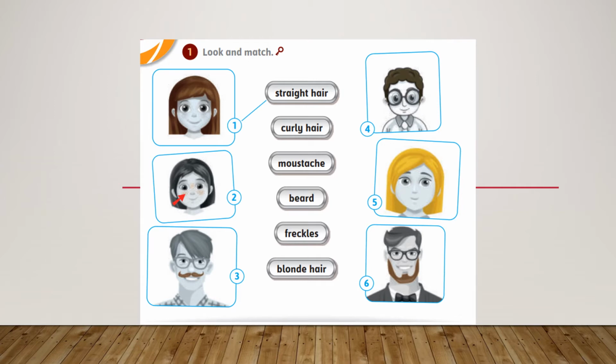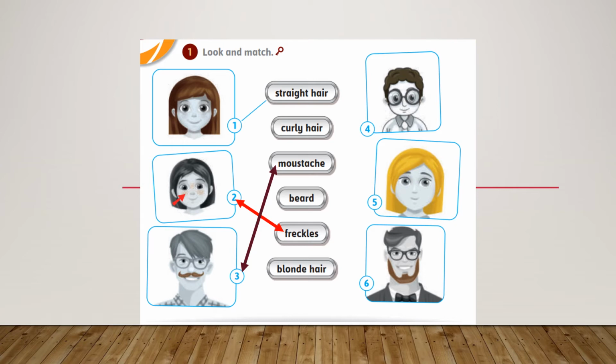Perfect. What about curly hair? Which one of the pictures here has curly hair? Correct. Let's go to freckles first. Number 2. This lady or this girl has some freckles on her face. They are very clear. Perfect. What about number 3? Oh yes. This man has a mustache. Excellent. Perfect answer.